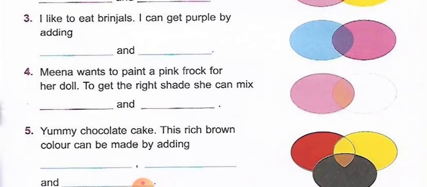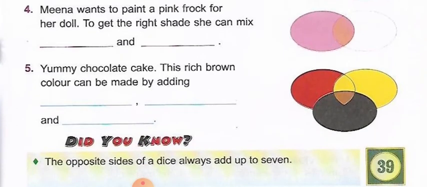Then Meena wants to paint a frog for her doll. She can mix pink and white. Pink and white. Okay. Yummy chocolate cake. This rich brown color can be made by adding red, yellow, and black. Red, yellow, and black. Okay, children.